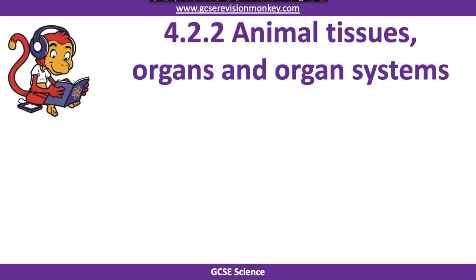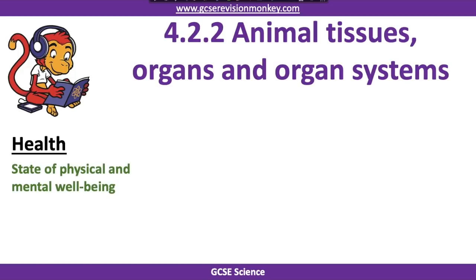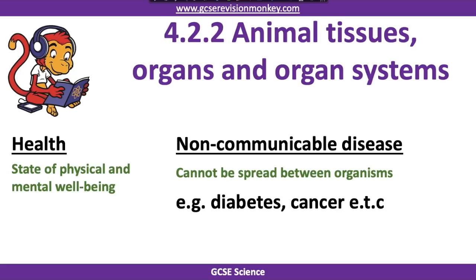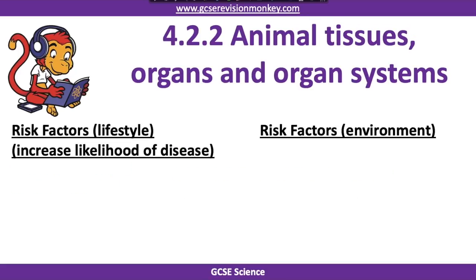The last part of this unit looks at health and disease. Health is the state of physical and mental well-being, and the type of disease discussed in this topic is non-communicable disease, which is disease that cannot be spread between organisms. So they're disorders that you can't catch from each other. So things like diabetes and cancer you can't pass on to other people.